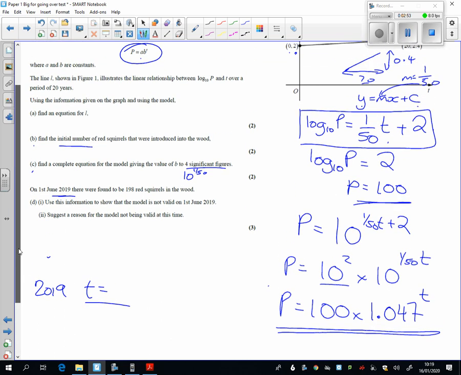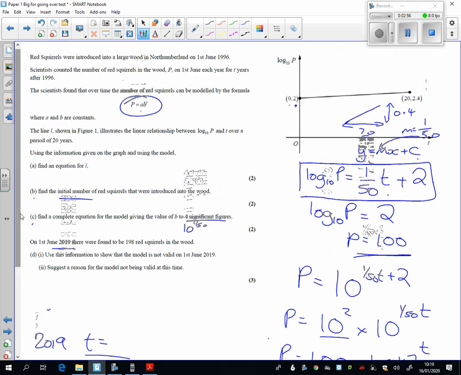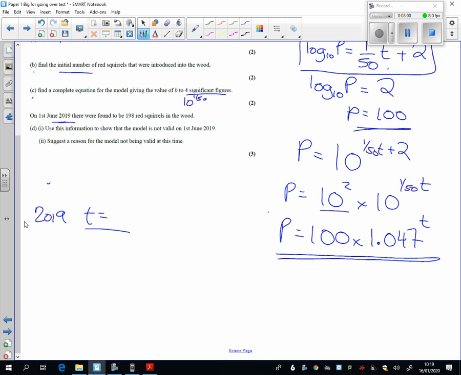So 2019, t equals, let's check. We've counted wrongly before, haven't we? Where are we going from? We're going from 1996 to 2019. So t is 23. Count on your fingers if you're not sure. Put a 23 into the model. P equals 100 times by 1.047 to the power of 23.